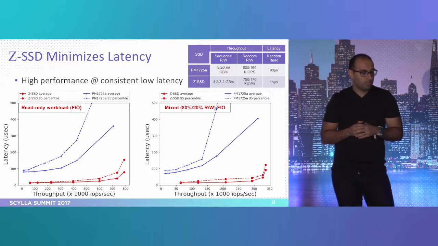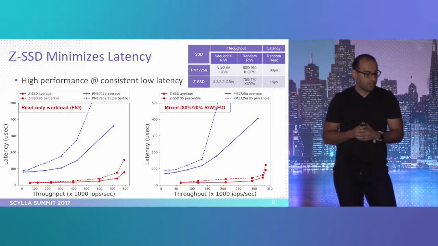In this slide, what we see are FIO experiments with different IO depths. On the left-hand side, we see the read-only workload. On the right-hand side is the mixed workload, with 80% read and 20% write. We compare these two drives in terms of average latency and 95th percentile latency. On the x-axis you can see the throughput in K IOPS, and on the y-axis the latency in microseconds.